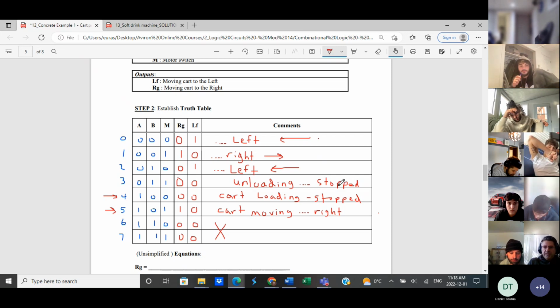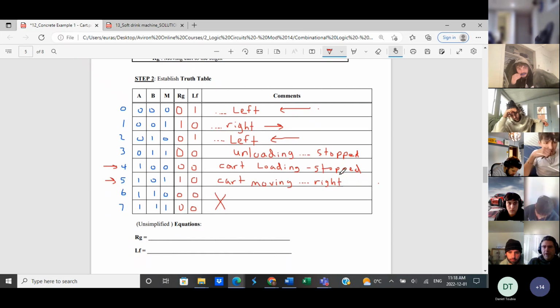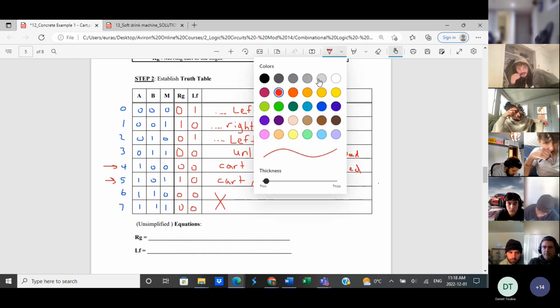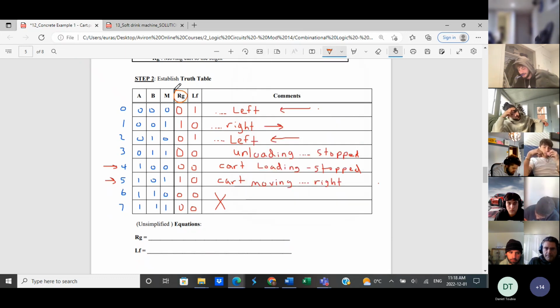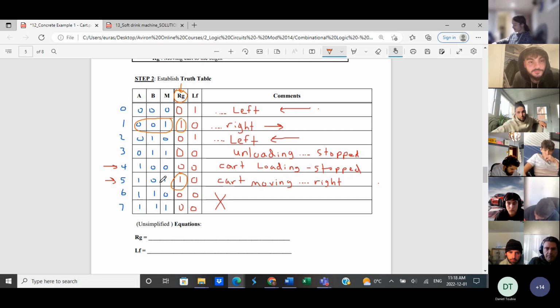Okay, so I'm asking for unsimplified equations. And just to reiterate what you have to do here, let's choose the right first. When is the right output active? It's active here, and it's active here. That means I've got to get the unsimplified equation from this combination here and this combination here. So for the right, unsimplified, before Karnaugh, we have an A that's a 0, a B that's a 0, and an M that's a 1.